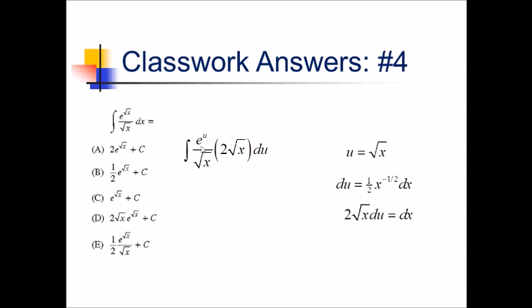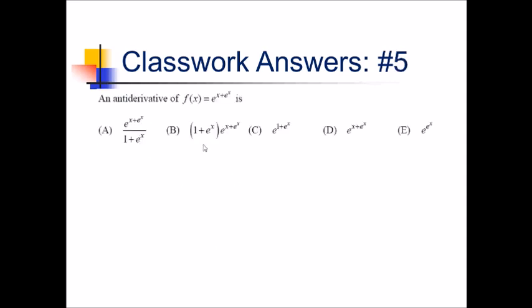So we end up with 2e to the u du. And now taking the antiderivative of that, that's going to be 2e to the u plus c. And then we're just going to replace that u with the radical x to make it look like one of the answer choices, which is going to give us answer choice A.